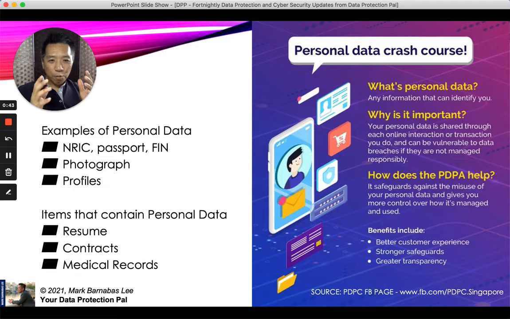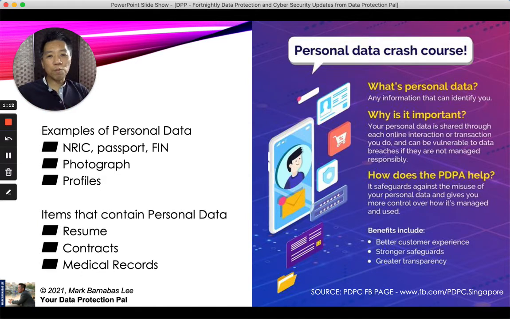What do I mean? Profiles that contain patterns about a person. Profiles that contain information about a person that makes a person identifiable from the other. For example, medical, bank, job, work, school. All these could be personal data as long as they can identify an individual. So even pieces of information put together meaningfully to be able to identify an individual, that is also personal data.